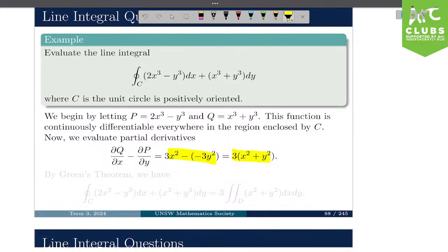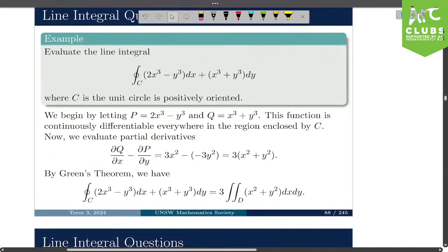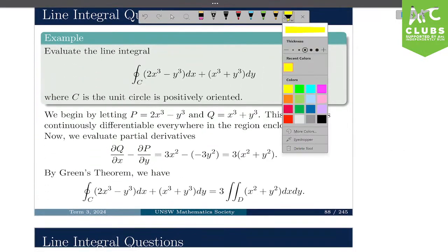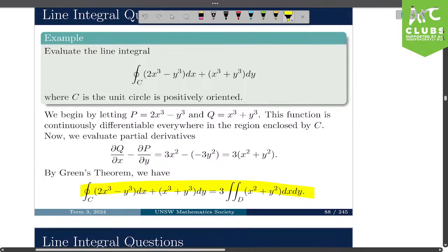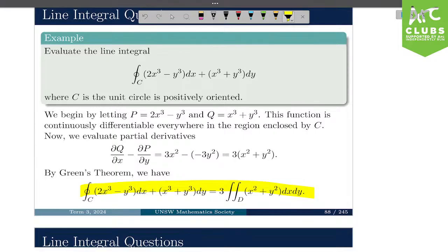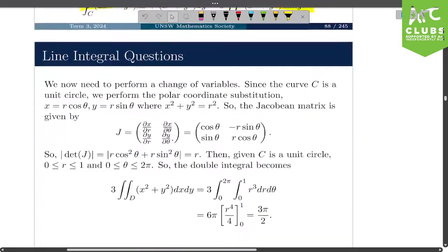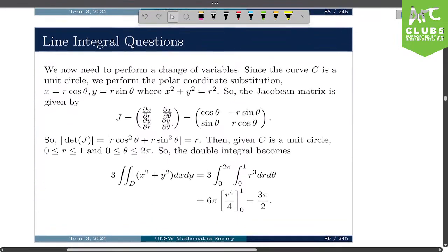So we get 3 outside of x squared plus y squared. Okay, this is looking really good, considering that we're integrating over a unit circle. So by Green's theorem, we have this expression here. The left-hand side's horrific, the right-hand side's fantastic. This is kind of screaming at us to do a polar coordinate substitution.